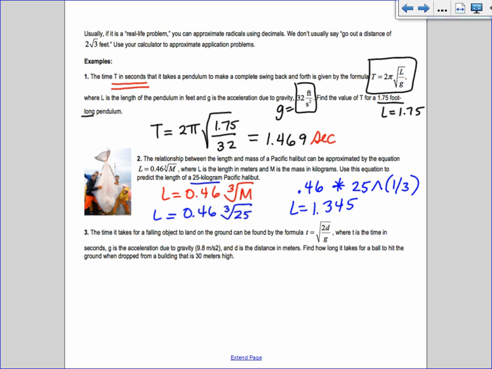So then go back into your problem, and it says L is the length in meters, so it's meters in the end. Units are important.